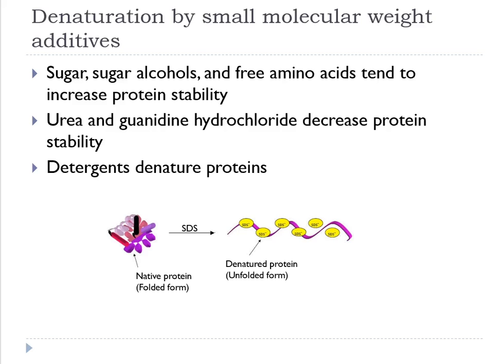Another denaturing agent is detergent. SDS, sodium dodecyl sulfate, is a good example of a detergent that causes protein denaturation. Detergents generally bind to the unfolded protein, shifting equilibrium to the unfolded state.